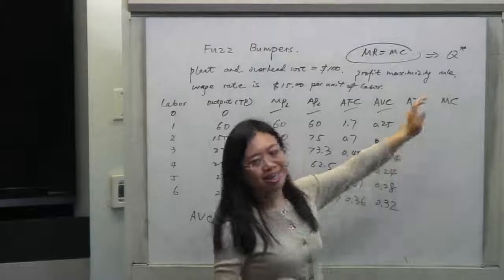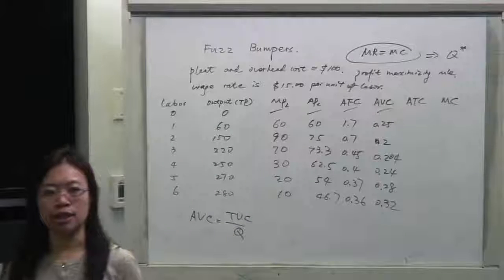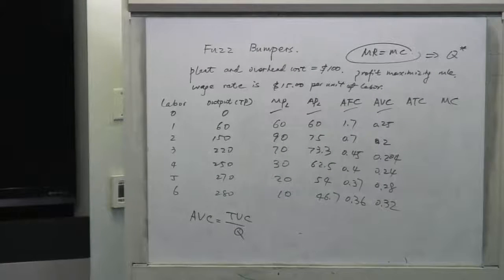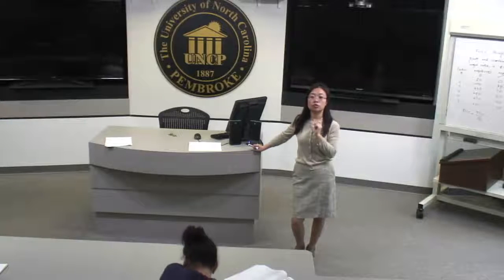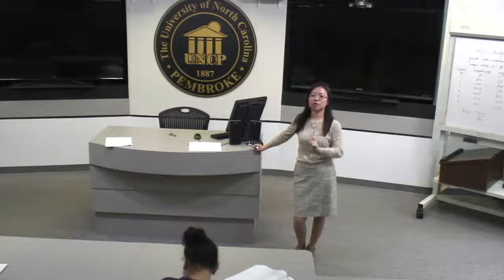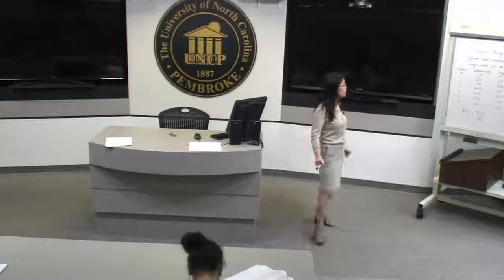Okay. So now it's ATC. How do you get ATC? There are two different approaches. What's the first way? Add them together. Just add these two numbers up, right? Add AFC and AVC together. That's one way to do it. What about the second way? Divide total cost by the labor. Good. Divide total cost, not by the labor, by the output. That's right. Divide total cost by output.